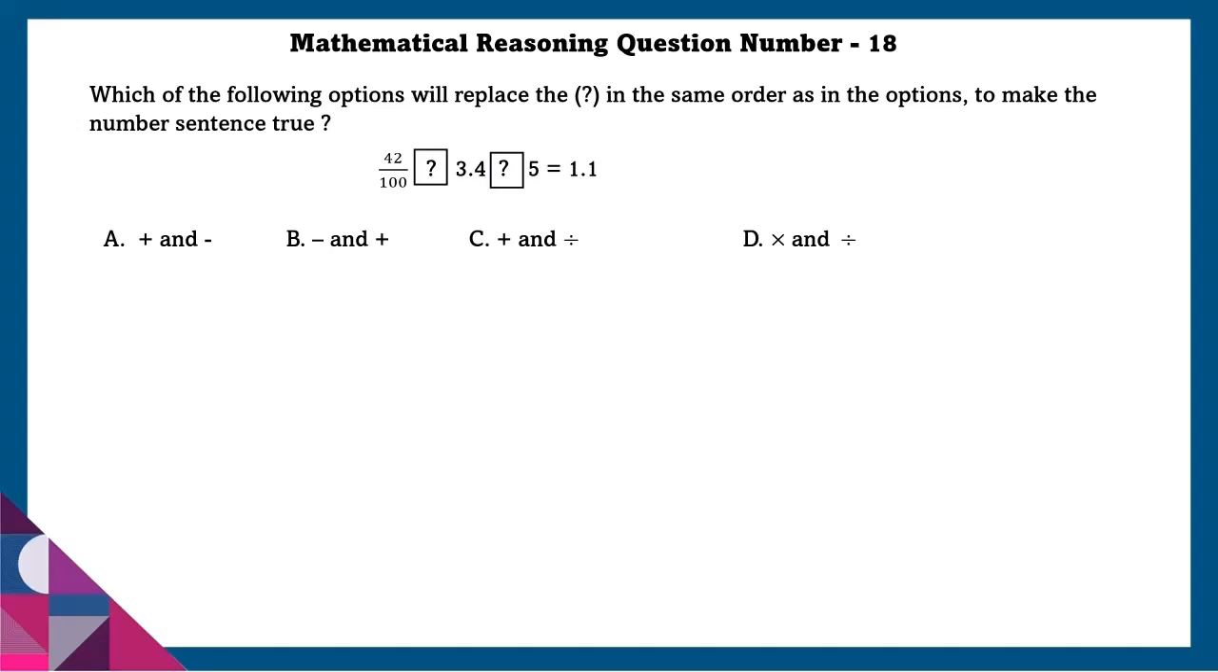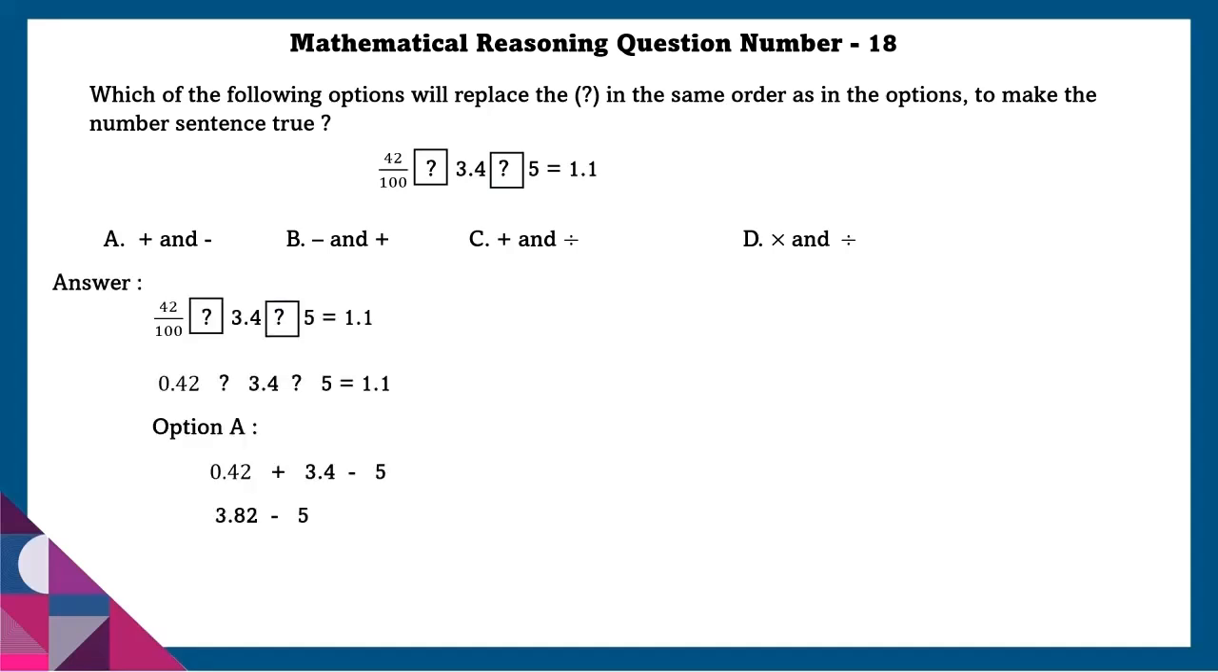Mathematical reasoning question number 18. Which of the following options will replace the question mark in the same order as in the options to make the number sequence true? In order to find out the answer to this question, we're going to check every single option. In option A, the answer is 3.82 minus 5. If we subtract 5 from 3.82, we will get the answer in negative numbers. But as we can see here, we got the answer over here as 1.1. So this option A is wrong. In option B, the answer is 2.02, which is wrong because we need to get 1.1. In option C, the answer is correct because we got 1.1.